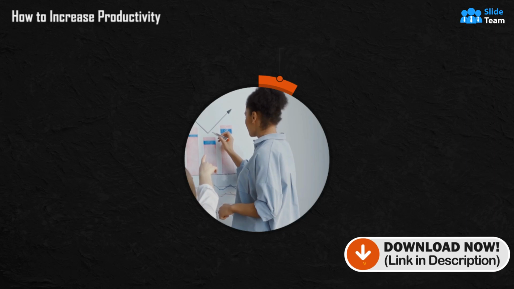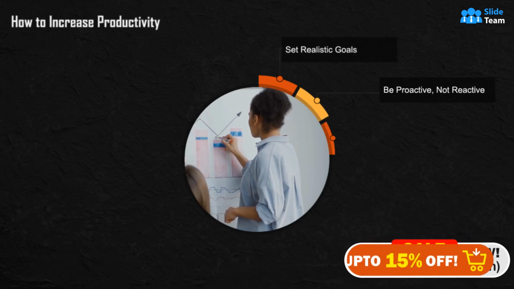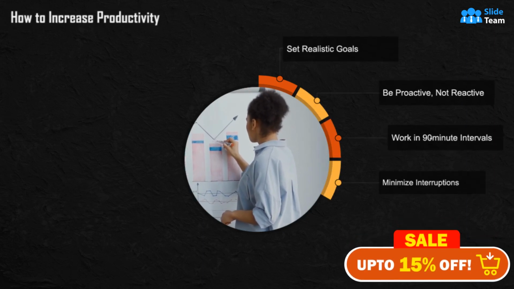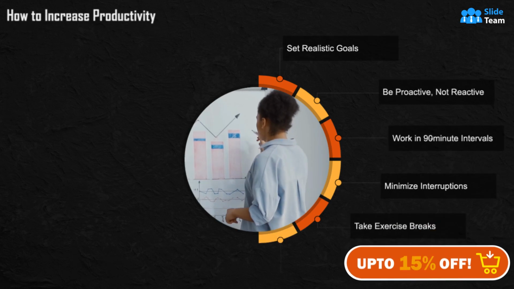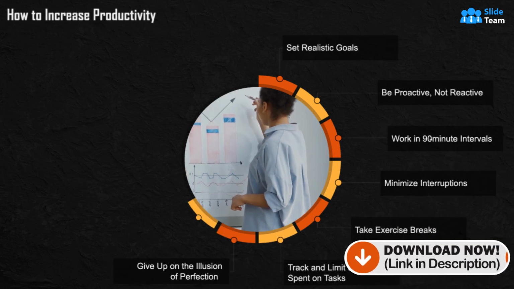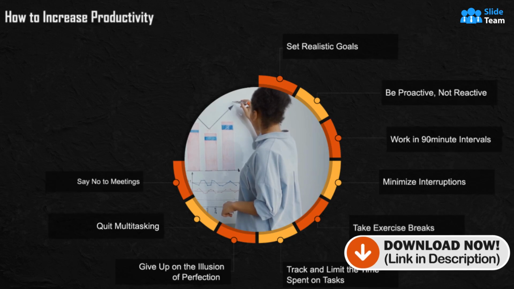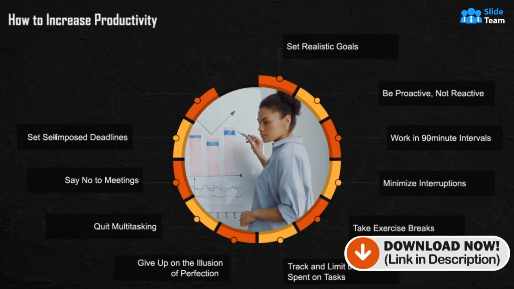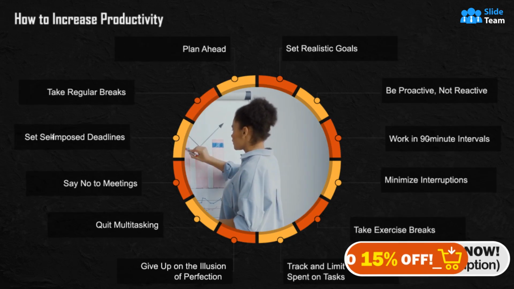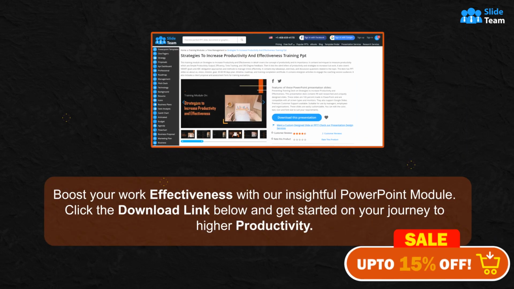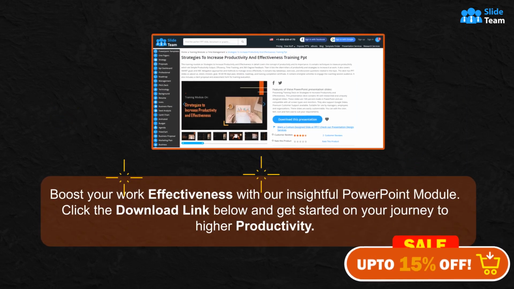Next, delve into a range of practical and actionable strategies to boost productivity. This includes planning ahead, setting realistic goals, minimizing interruptions, letting go of the illusion of perfection, conducting one-on-one meetings, and avoiding multitasking.